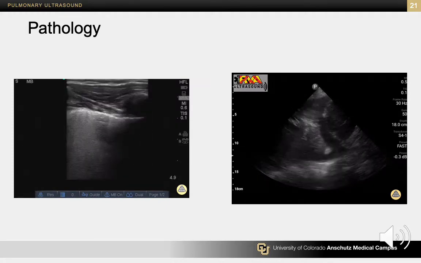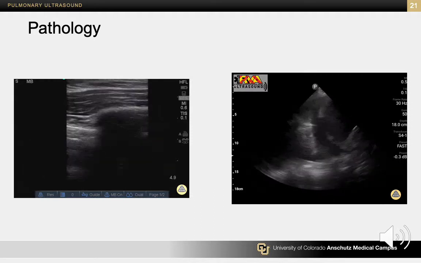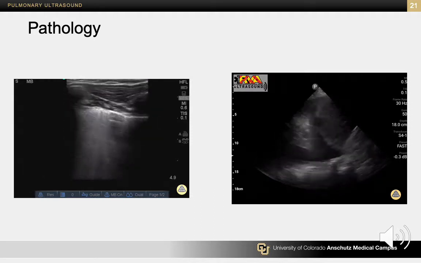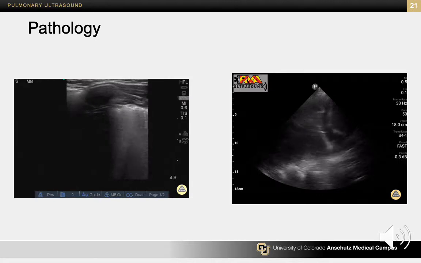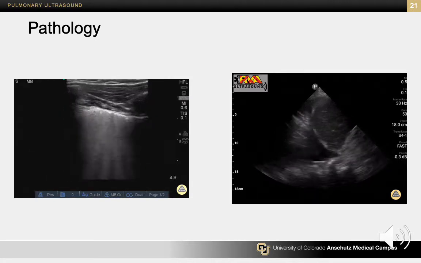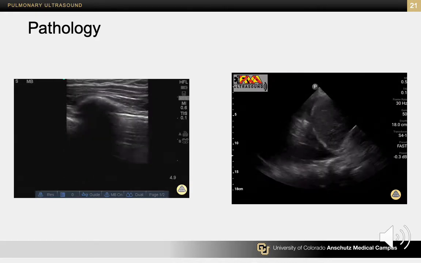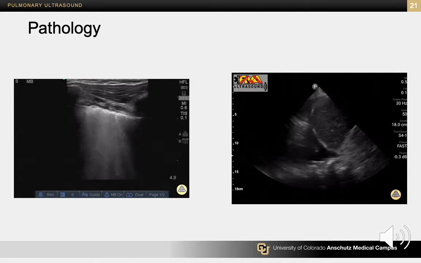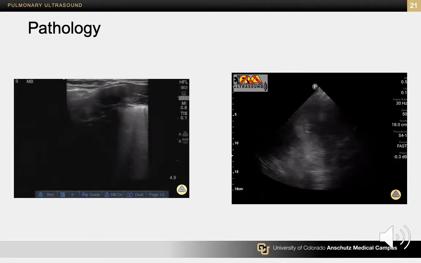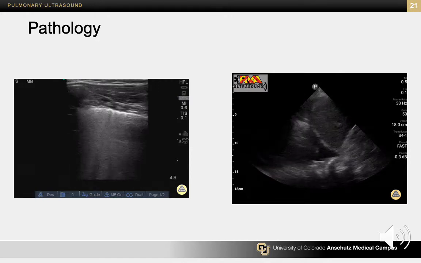Okay, so we're going to finish up here. We've got a couple of pathology images to look at. We'll start here on the left. What we're seeing here is skin up here, chest wall, a couple of rib shadows, and then we've got the visceral parietal pleural interface here. As you can see, in this patient we're scanning multiple rib spaces.